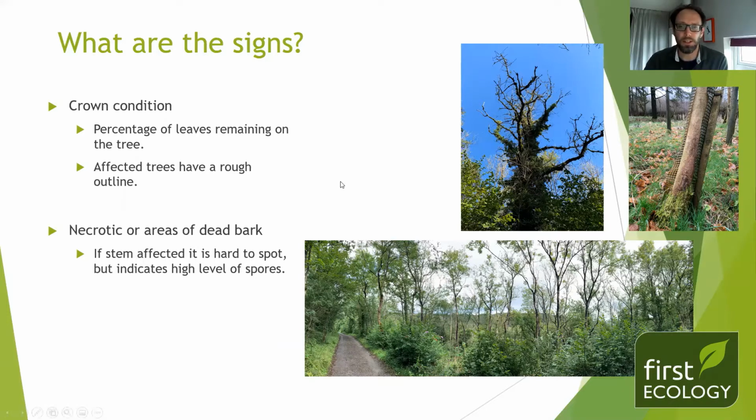A particularly sinister, or at least difficult to spot issue is looking at the stem bases of ash trees. You might find this lighter coloured area, a triangular area right at the base of the tree, and that is a basal lesion. And that's an indication that there's an awful lot more ash dieback and a lot more spores active in that area.